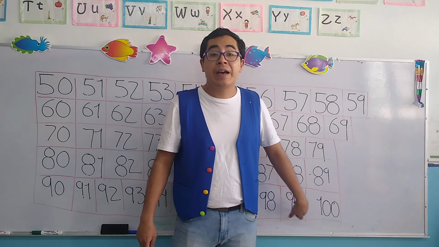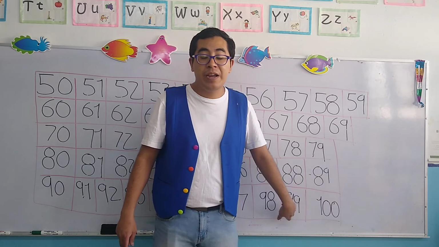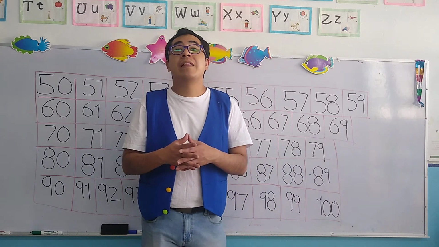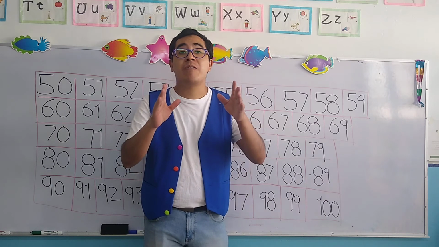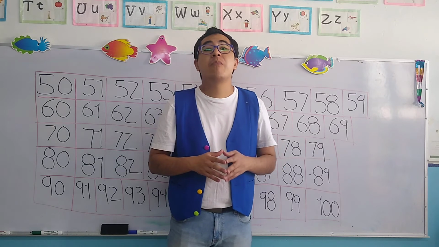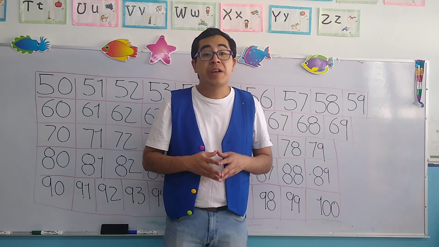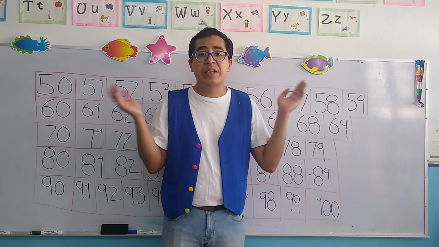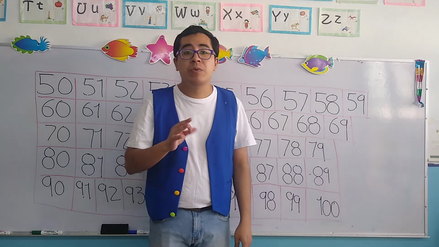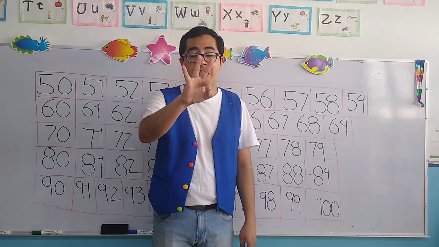9 and 9, 99. And finally, the last number of this course, the last number of Kinder 3, number 100. Now remember, how can we write number 100? In this occasion, we have to put 3 digits, okay?